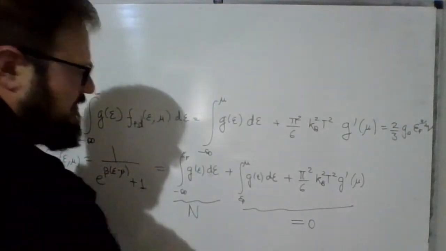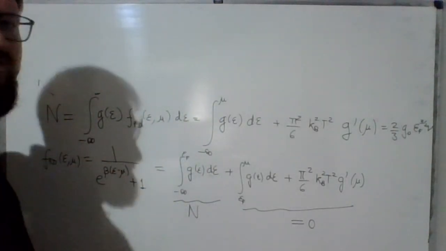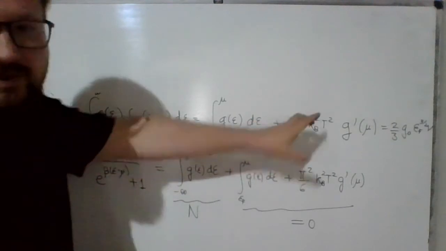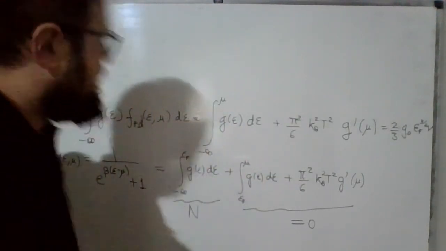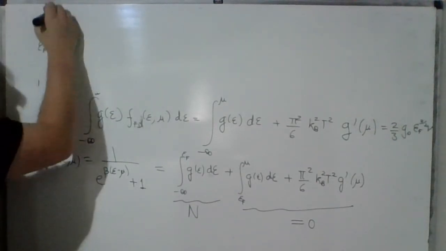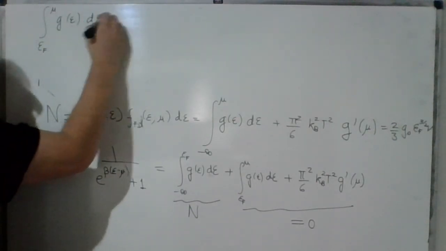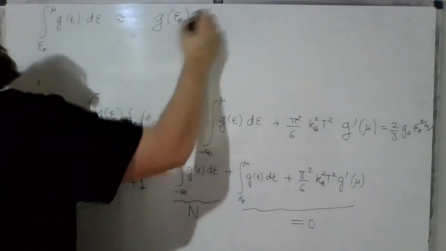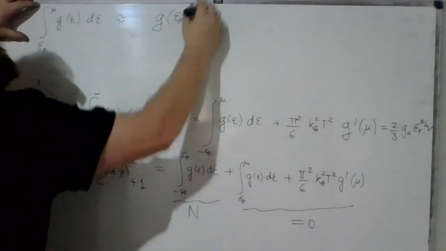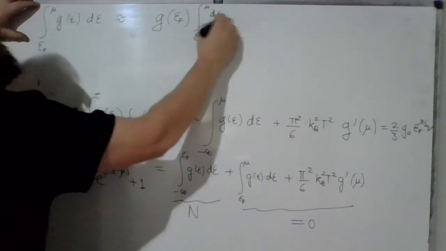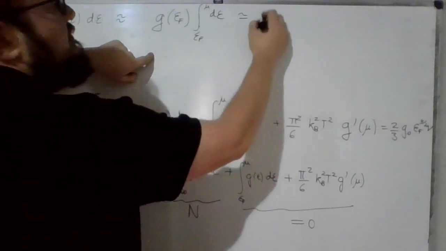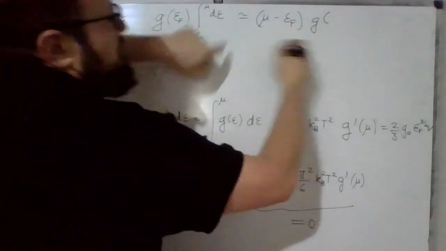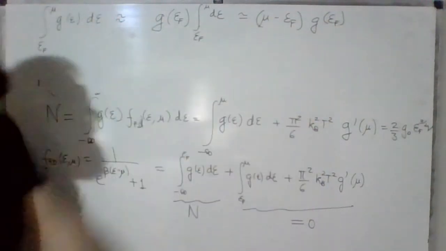But since the Fermi temperature is very high and the chemical potential is very close to the Fermi energy for small temperatures, we can just replace this integral by an approximation which corresponds to G calculated at the Fermi level times the integral from the Fermi energy to the chemical potential over dE, and this is approximated by the chemical potential minus the Fermi energy times the density of states.